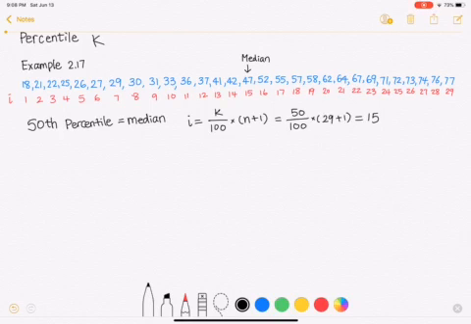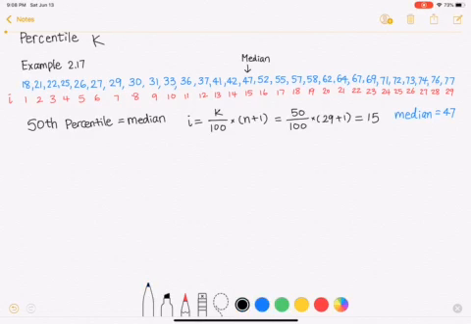Now the number 15 is the position. It's not the median. The median is a number that is on the list. So the median is at position 15, and that number is 47. That's how we answer the question. And we know the ground truth: 47 is the median because we can count. There are 14 numbers before it and 14 numbers after it.